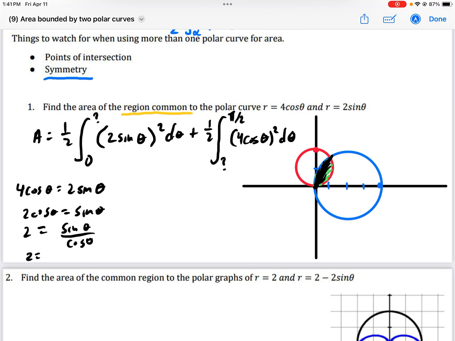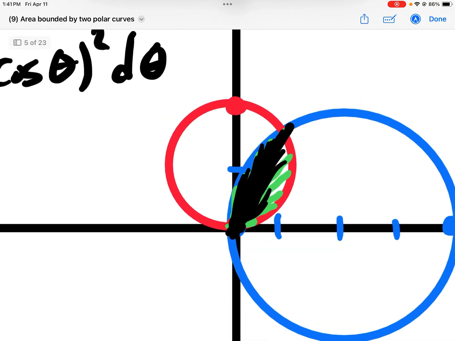Okay, now this is kind of a tricky one. I know sine over cosine is equal to tangent. So I don't know the theta where tangent is 2, so this is where the calculator comes in handy. I would say tangent inverse of 2, plug that into the calculator, and it gets you theta is equal to 1.107. So this is absolutely calculator active, calculator necessary, to find that theta for when they intersect.